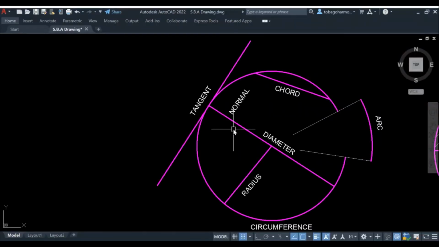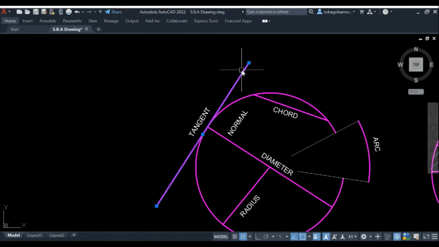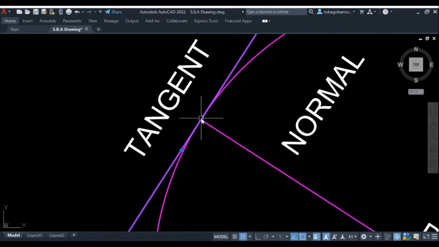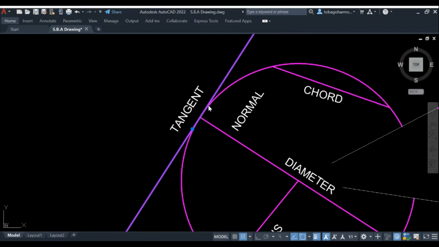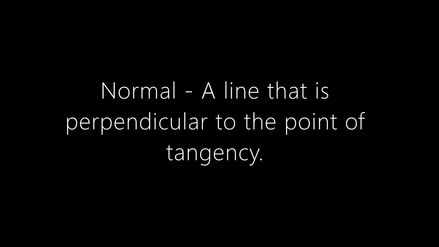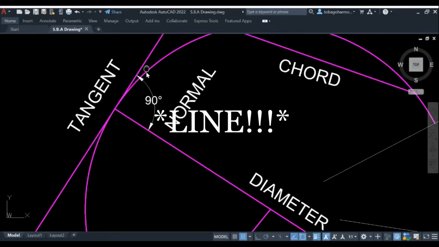The tangent is a line outside of the circle which touches it at 1 point, but if extended, will not enter the circle or break the boundary. The normal is a line that is perpendicular to the point of tangency.